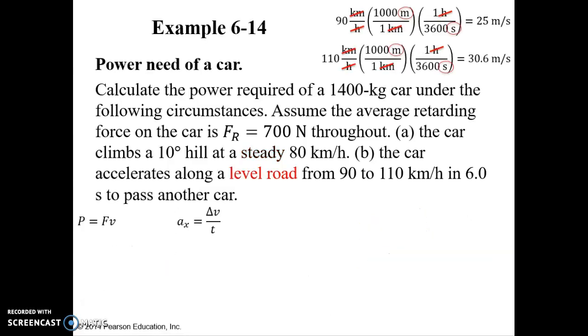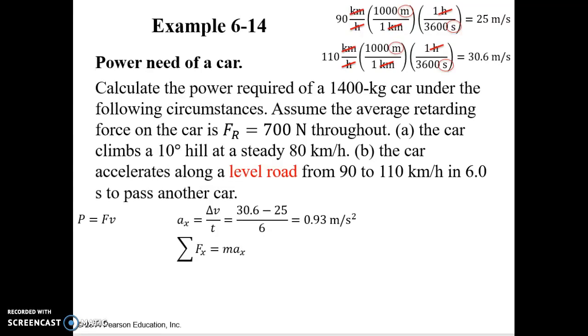Now for part B, the car is on a level road. And we don't know the car's force output, but we are given some information about velocity and time. From there, we can figure out what the car's acceleration is just by using delta V over time. Plug and chug, and that gives us 0.93 meters per second squared.